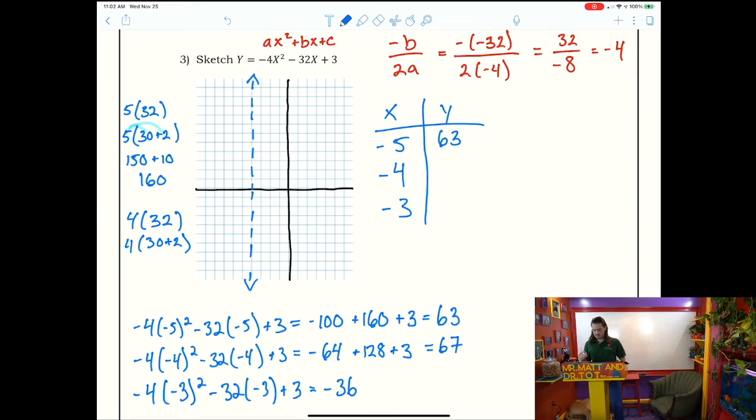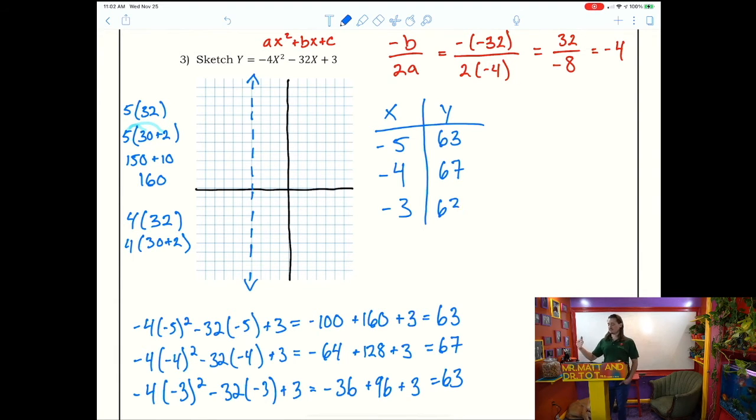Negative 32 times negative 3 is going to be a positive 96. And then we have a plus 3, so we're going to have negative 36 plus 96 plus 3, that gives us 63. And that checks out because we see this characteristic symmetric form occurring. We have the repetition of those y units when the x values are equidistant from the vertex. So at negative 5, we're at 63.